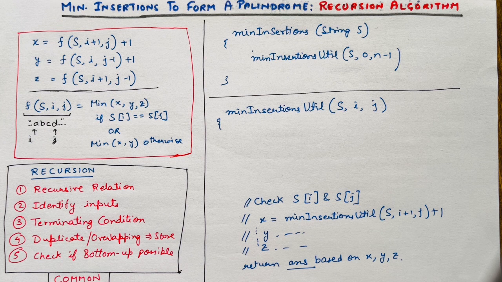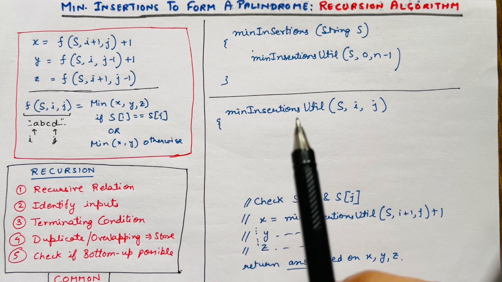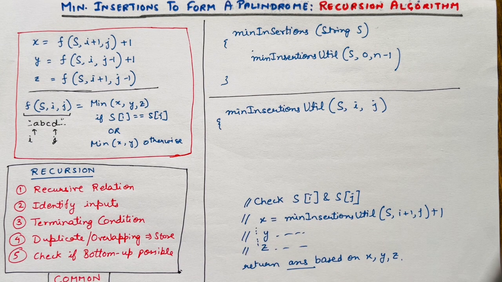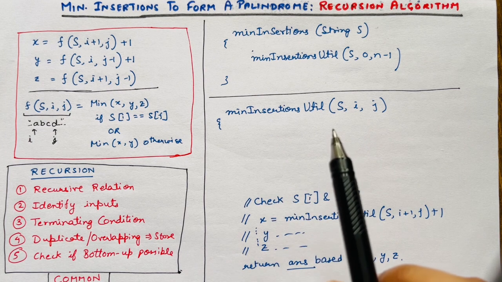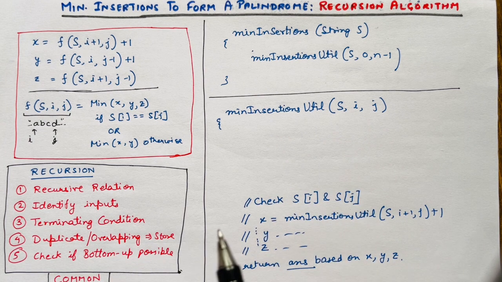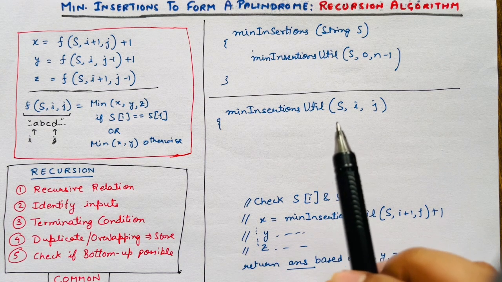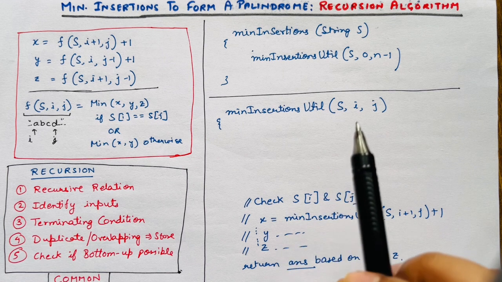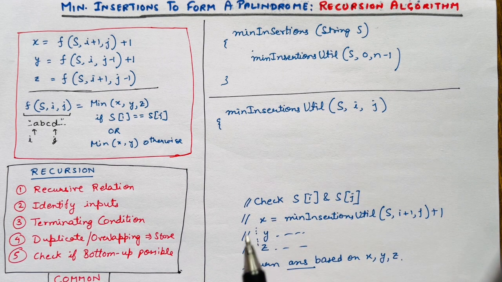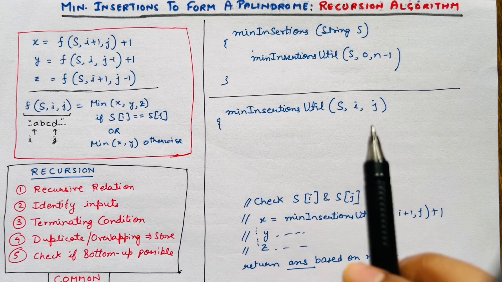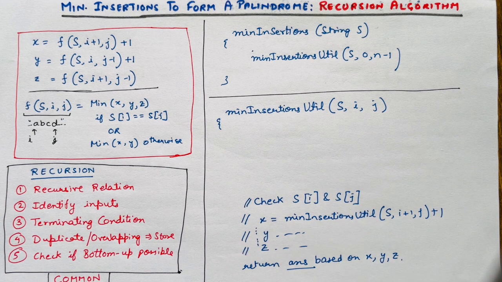We get that when our input to this function is smallest. What will be the smallest possible input to this function? It will be a substring of length 1 or a substring of length 2. So what do we mean by substring of length 1 in terms of this input? When I and j are equal. And substring of length 2 means when j is just greater than I.